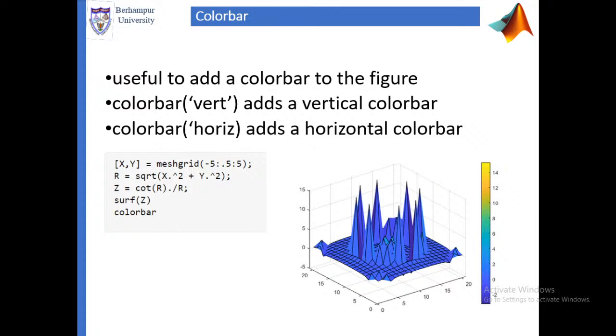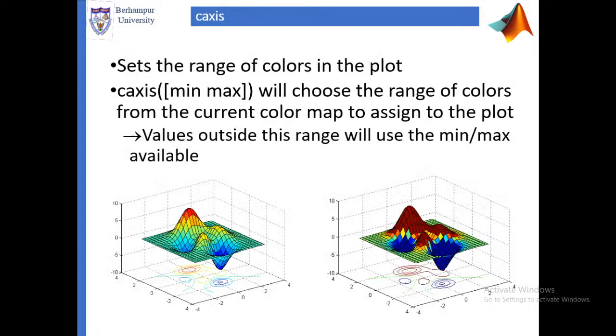Similarly, colorbar 'horiz' within quote marks adds a horizontal color bar. So you can put a horizontal color bar instead of a vertical color bar. We are showing you one example. By default, the color bar is vertical. If you want, you can make it a horizontal color bar. So with this, we will almost complete everything on this 3D plot.